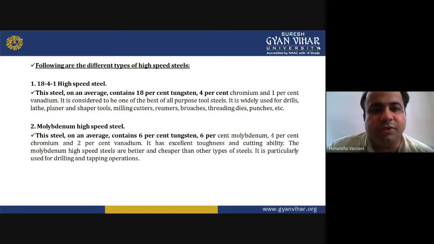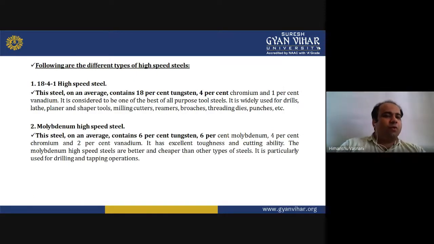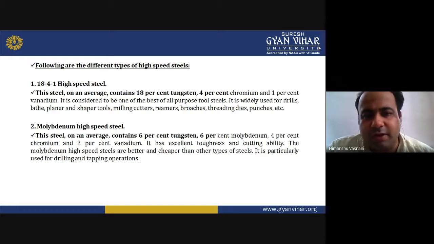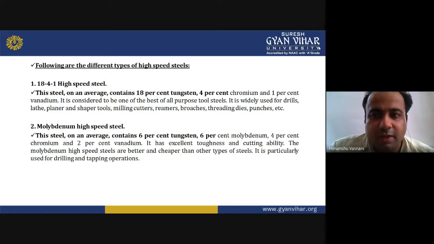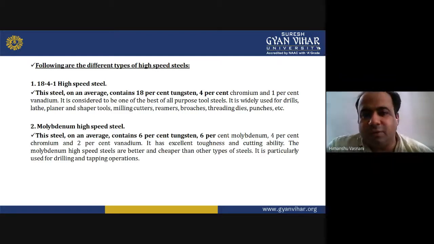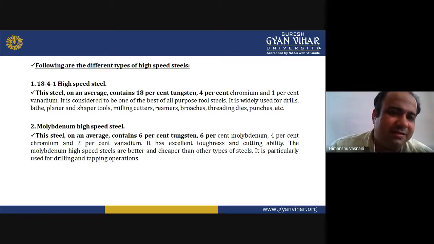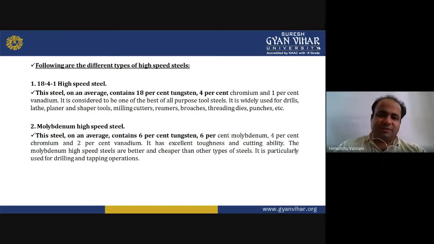The first one is 18-4-1 high speed steel. This steel on average contains 18% tungsten, 4% chromium, and 1% vanadium. It is considered to be one of the best all purpose steels. It is widely used for drills, lathe, planer, and shaper tools, milling cutters, reamers, broaches, threading dies, punches, etc. So this kind of high speed steel has a tremendous number of applications available.